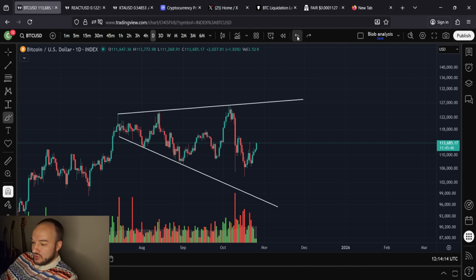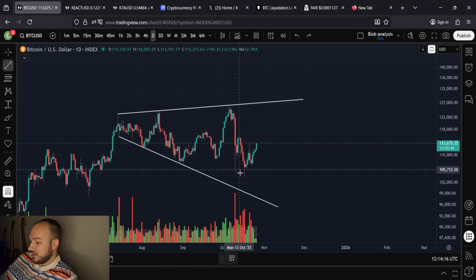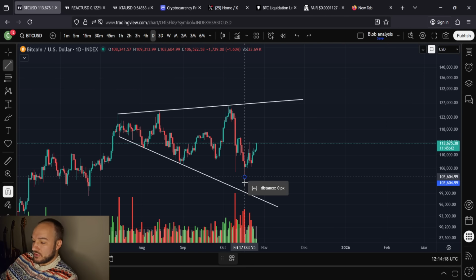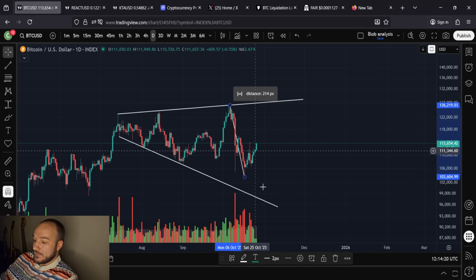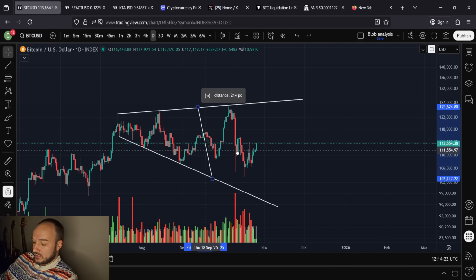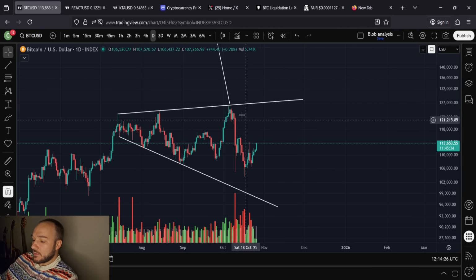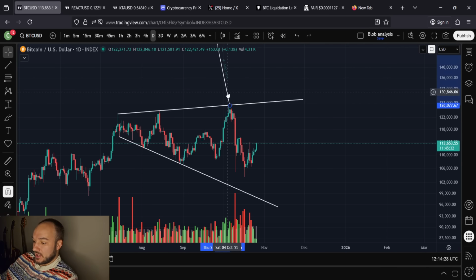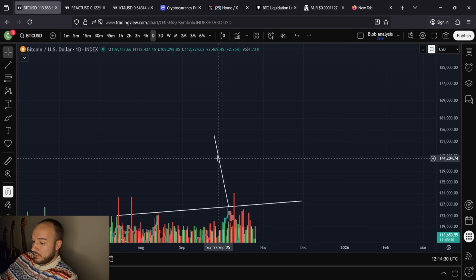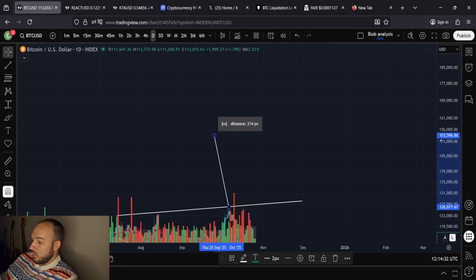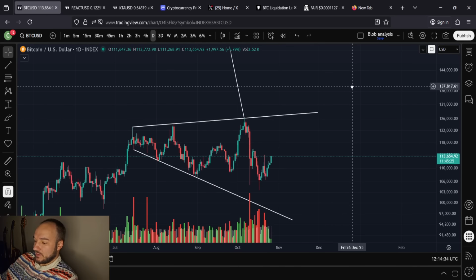The way that you measure these patterns, we've done this a few times over the past week now, is you take the low to the high of the price within the range, the low to the high of the pattern overall, and you'd put this at the high point of the pattern if we are to break out to the upside. Your breakout point would take you all the way up to about $154,000, something right around there.